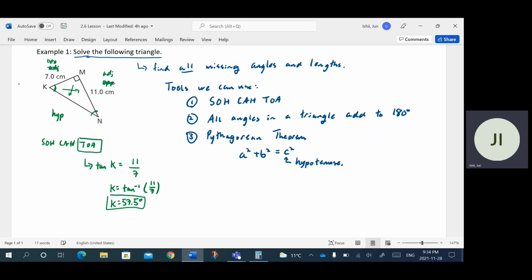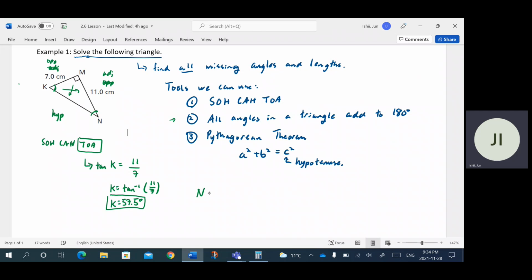So I can use tangent again, right? Tangent n is equal to 7 over 11, and then do the same procedure. Another one I can use here, maybe it's a little bit quicker, is the second tool, where all angles in a triangle add to 180. So I think I'm going to use that one actually. It's probably going to be a little bit quicker.